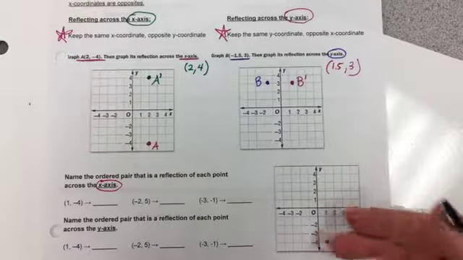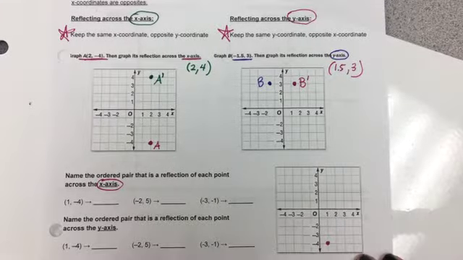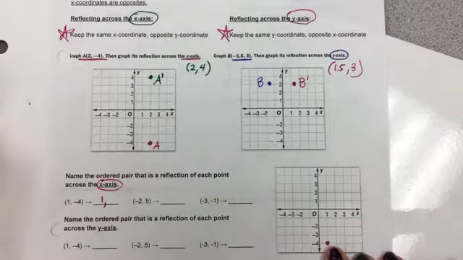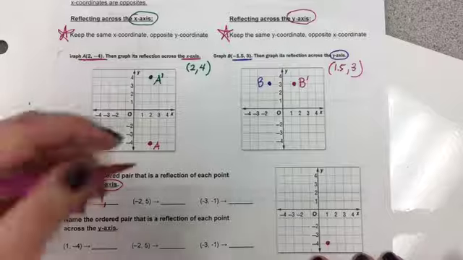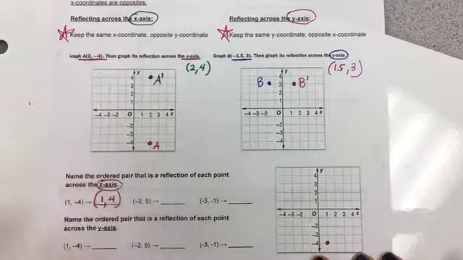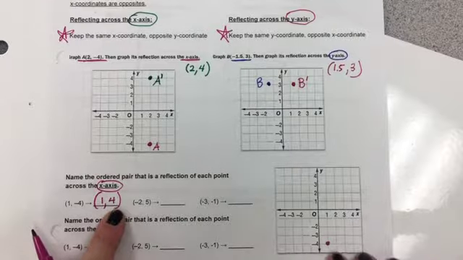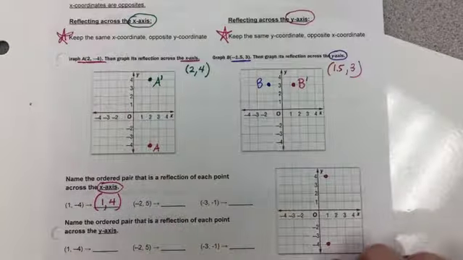And I'm trying to plot that across the x-axis. So I'm moving it across the x-axis, which means that my x is going to stay the same and my y is going to change to the opposite. So my y is going to change to +4. So I'm left with the point +1, +4. And that point would look like it was right up there.